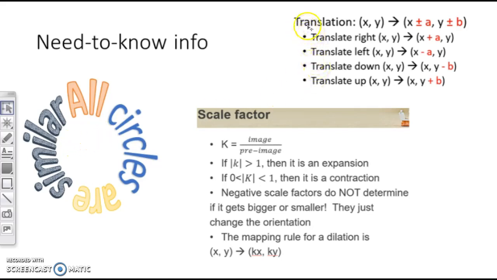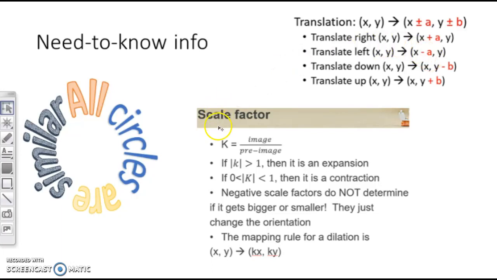You also need to remember what a translation is. Remember, a translation is a transformation where you move something right, left, up, or down. And then all of your mapping rules are here as well. If you add something to the x value, you're moving it on the x-axis to the right. If you subtract it, you're moving it on the x-axis to the left. If you add something to the y value, it's moving up. And if you subtract something from the y value, it is moving down. So you do need to remember those rules.